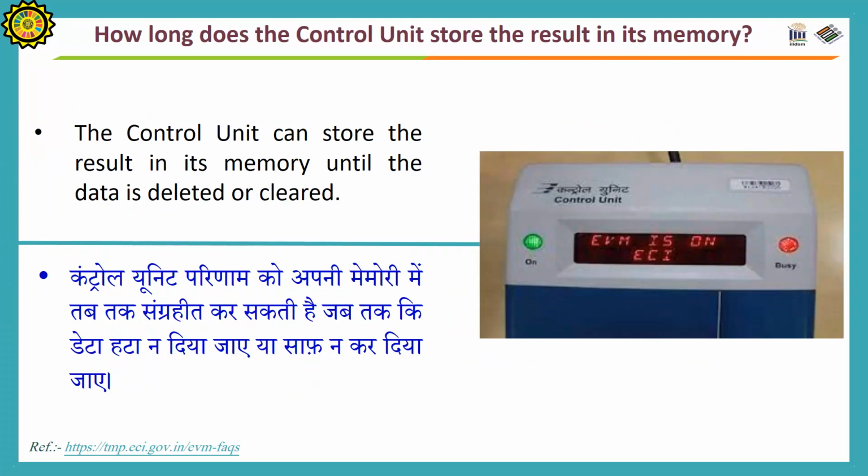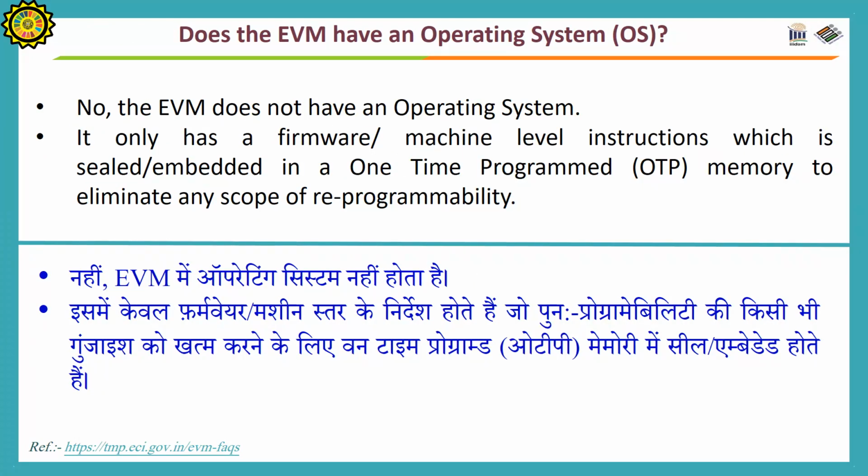How long does the control unit store the result in its memory? The control unit can store the result in its memory until the data is deleted or cleared. Does the EVM have an operating system? No, the EVM does not have an operating system. It only has a firmware or machine level instructions which is sealed or embedded in a one-time programmed memory to eliminate any scope of reprogrammability.